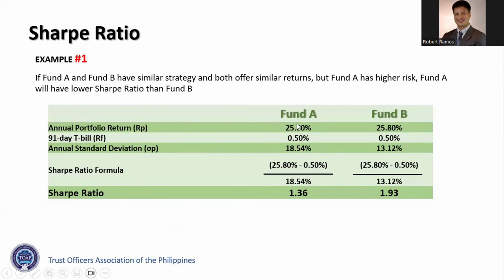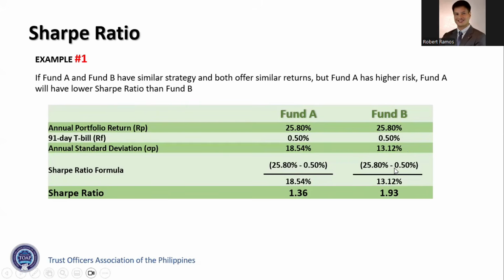So using the returns of Fund A, which is 25.8, the risk-free return selected, which is here, the 91 T-bill, which is 0.5, and you divide that with the annual standard deviation of Fund A, which is 18.54, you have a Sharpe ratio of 1.36. So 1.36 means that for every additional unit of risk taken by the fund manager, they're able to provide an additional 1.36 unit of return. So that's what 1.36 stands for.